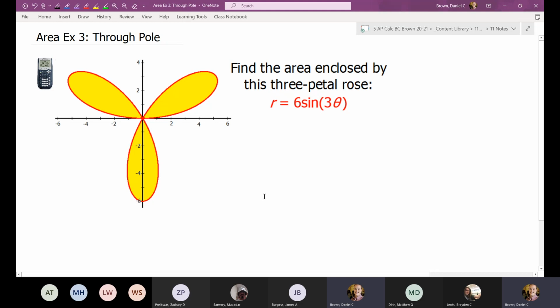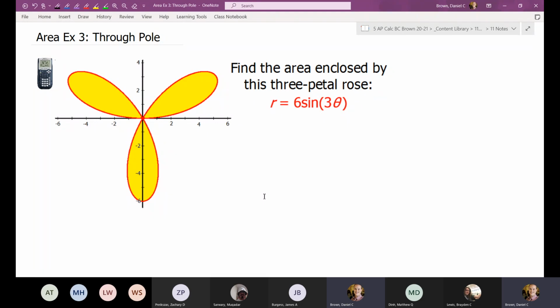Let's talk about this one. This one does say find the area, so we are going to actually evaluate in the calculator. That's just going to be one extra step. And we want to find the area enclosed by this 3-petal rose.